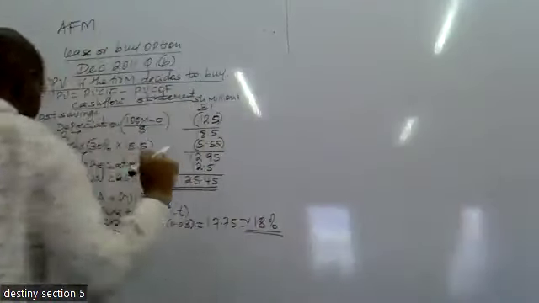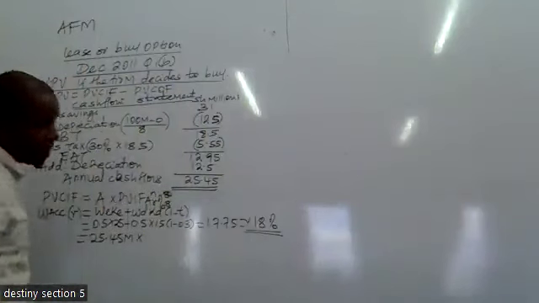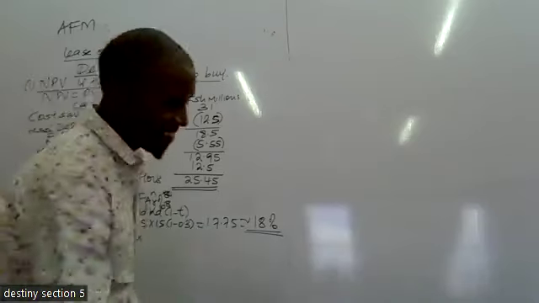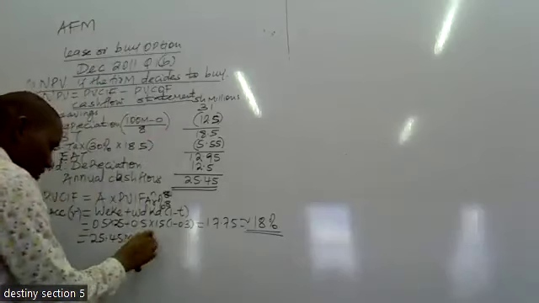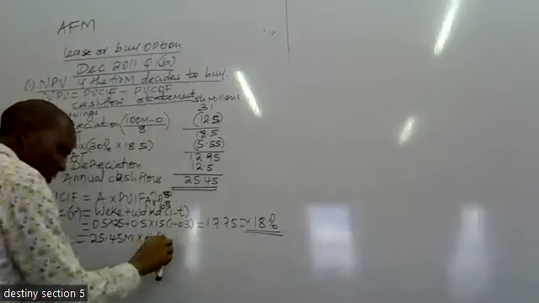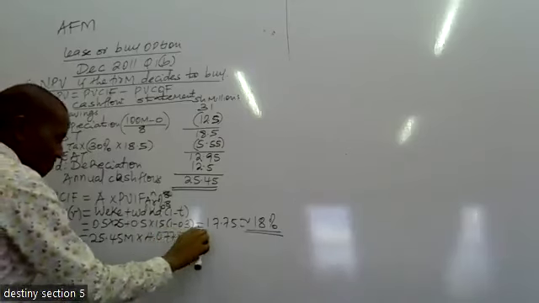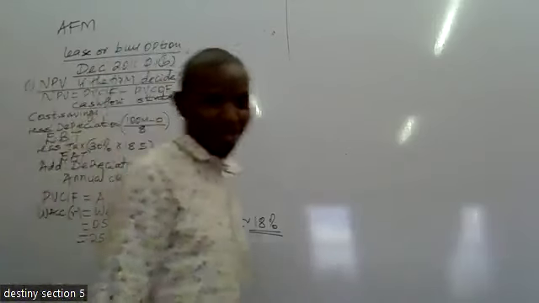Yes, how much are you getting? 18% on the annuity table in year 8. Umeangalia gani? Angalia tu moja. 4.07. Hiyo ndo nimeambiwa.